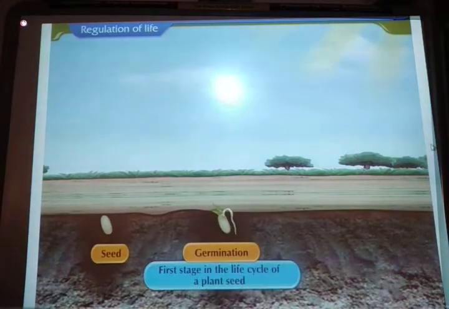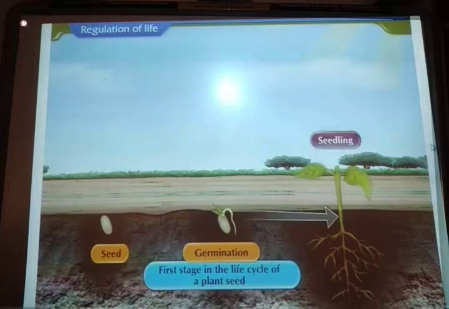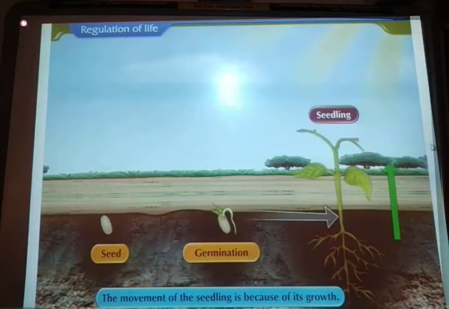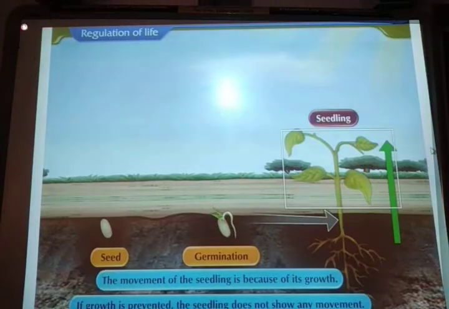Germination is the first stage in the life cycle of a plant seed, which ultimately develops into a seedling. The movement of the seedling is because of its growth. If growth is prevented, the seedling does not show any movement.